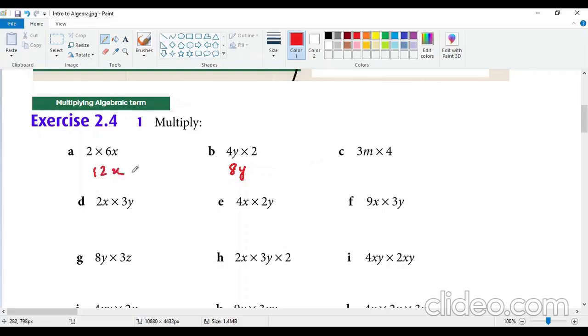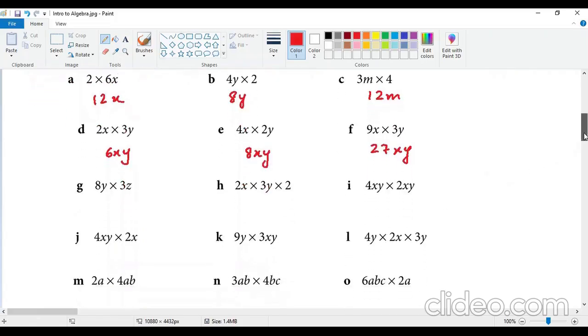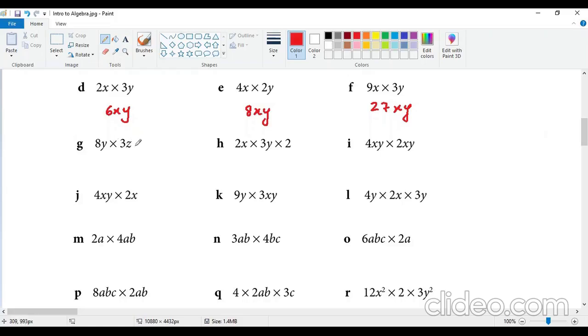Here it's going to be 12m simply, and 2 times 3 gives you 6, xy you write as it is. 4 times 2 is 8, xy is going to be your answer. 3 times 9 is 27, xy is going to be your answer. 3 times 8 is 24, and yz, if you write that you get full marks. 2 times 3 is 6, 6 times 2 is 12, 12xy is going to be the final answer.